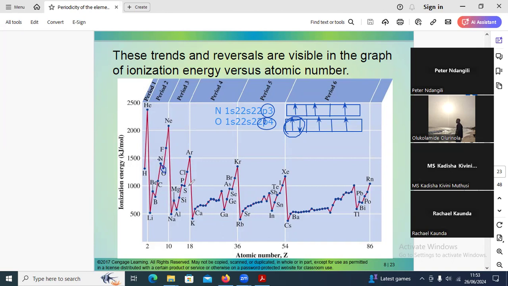It is the same reason why it is easier to remove an electron from sulfur than to remove the valency electron from phosphorus. It can be explained in terms of the electron configuration: a p3 is going to be very stable, and a p4 will have one of the degenerate orbitals paired. And when it is paired, the electrons there experience electron repulsion, and therefore it becomes easier for us to lose 1 electron, meaning that the ionization energy in such a case is going to be low.